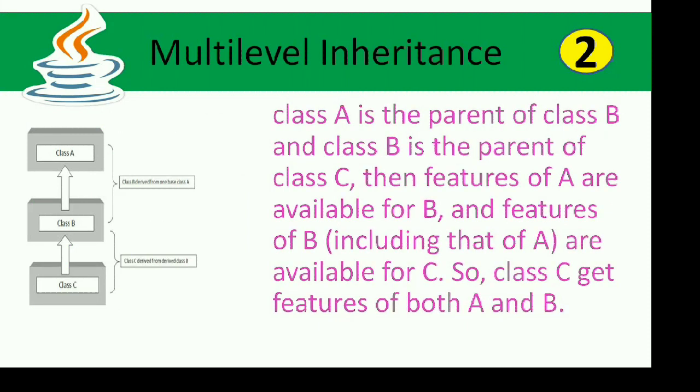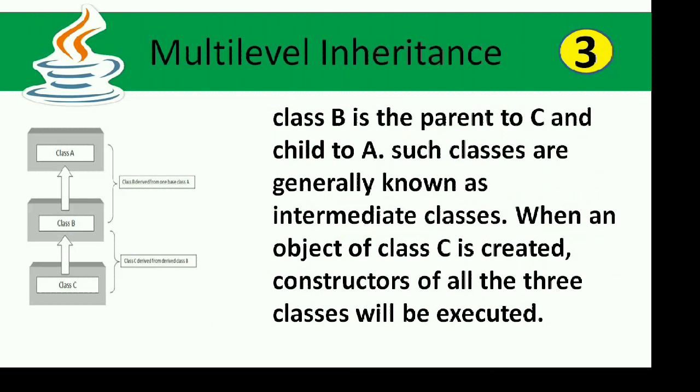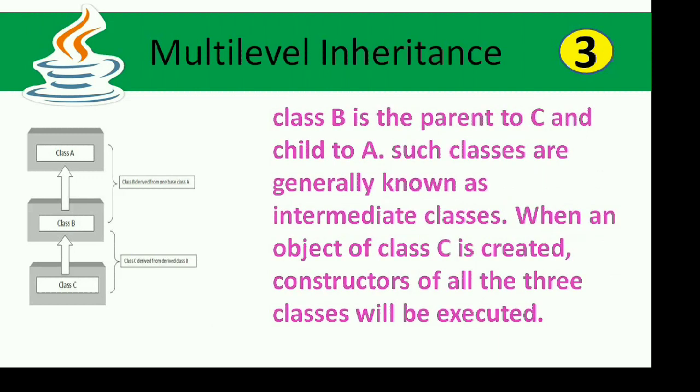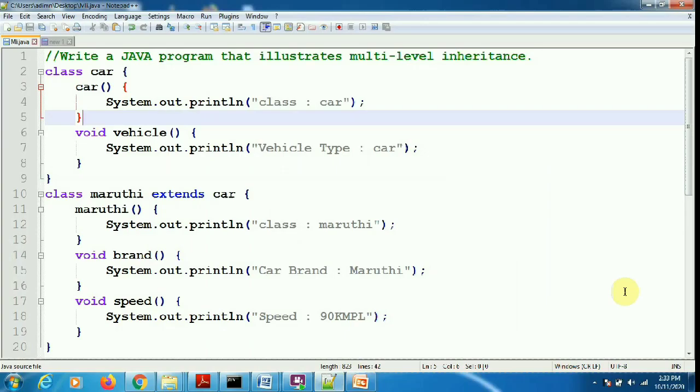In this diagram, you can see class A is the parent of class B and class B is parent of class C, and class B will get features of class A and class C will get features of B. So class C gets features of both A and B. Okay, so this is an example of multi-level inheritance, and class B is the parent of C and child to A. So that's the reason B is called an intermediate class. And when an object of C is created, constructors of all the classes will be executed in order from the base class. Okay. So we'll see an example of how to implement multi-level inheritance using Java.